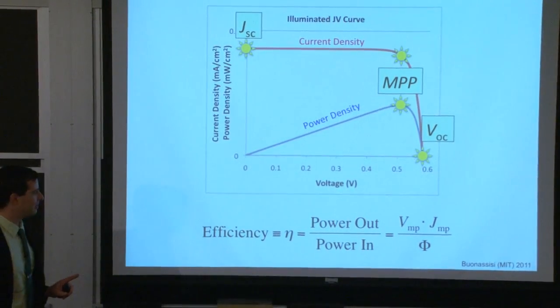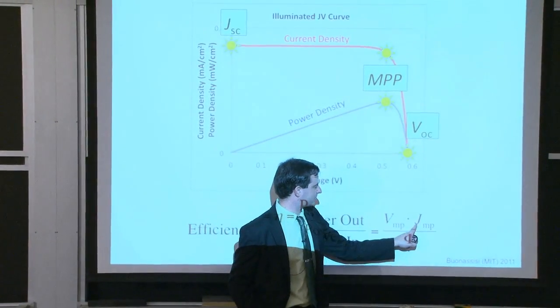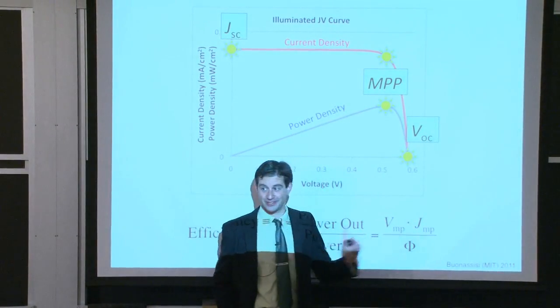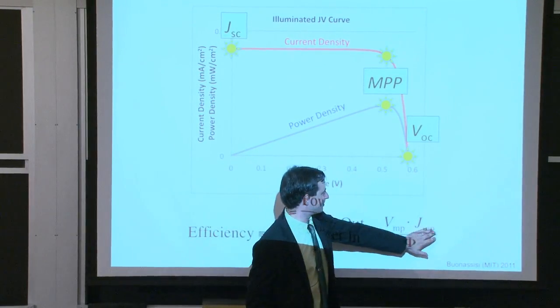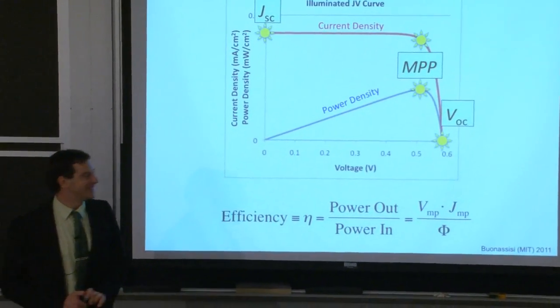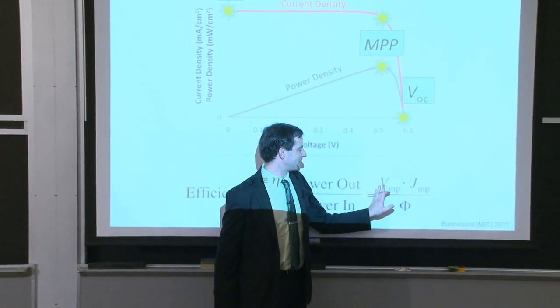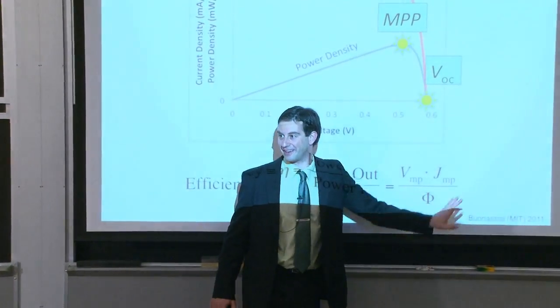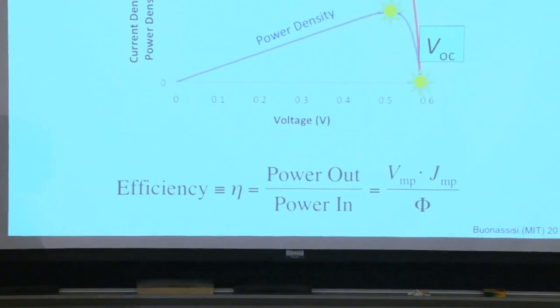Our output power is the voltage at the maximum power point times the current at the maximum power point, not the current density. So take this current density and multiply by area. The units work out better that way. So it would be either V times I at the maximum power point or V times J times the area of the device, the area of the solar cell, at the maximum power point. And that's the total power out.